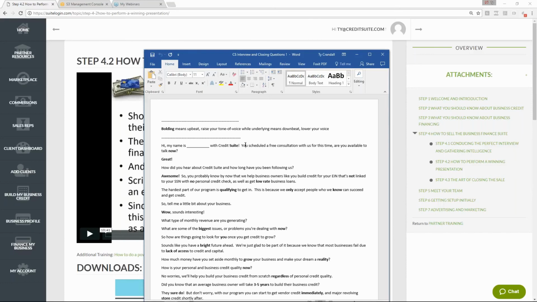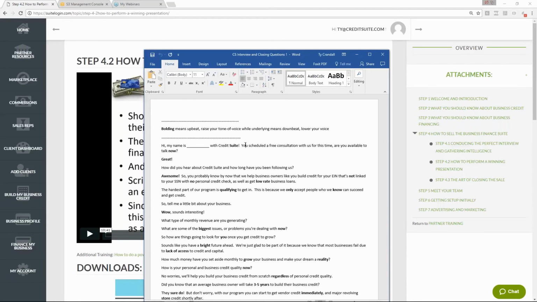And that automatically implies they should know who you are. It's amazing to listen to our sales team do this, and they'll sometimes not do it correctly. "Hey, it's Ty with Credit Suite." "Who's this?" "It's Ty with Credit Suite." And the minute they go upbeat on that second word, people are like, oh, okay.